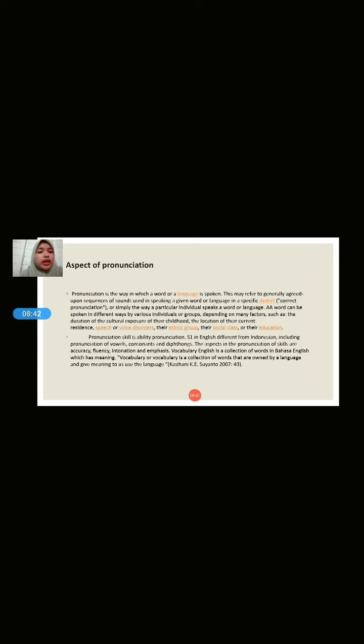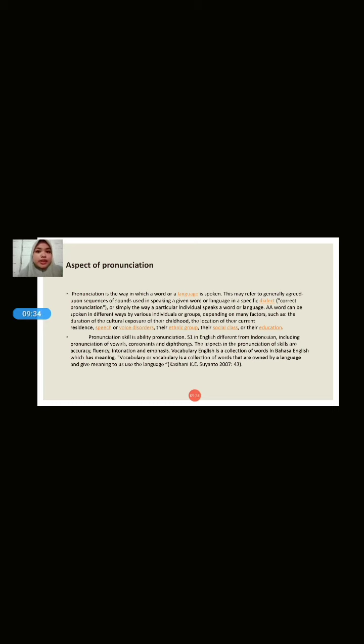Pronunciation is the way in which a word or a language is spoken. This may refer to the generally agreed upon sequence of sounds used in speaking a given word or language in a specific dialect, or simply the way a particular individual speaks a word or language. A word can be spoken in different ways by various individuals or groups, depending on many factors such as the duration of cultural exposure in their childhood, the location of their current residence, speech or voice disorders, ethnic group and social class, or their education.